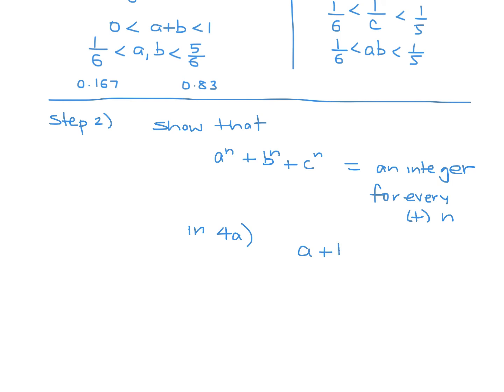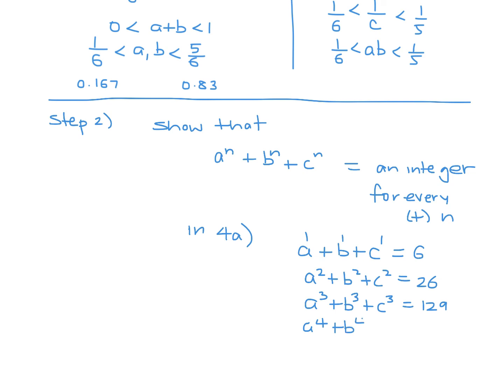Now, if you look back at part A of this question, we already showed with Vieta's formula that a to the power of 1 plus b to the power of 1 plus c to the power of 1 is 6. Then we showed that a squared plus b squared plus c squared is equal to 26. A to the power of 3, b to the power of 3, c to the power of 3 is 129. A to the power of 4, b to the power of 4, c to the power of 4 is 650. And finally, our final answer to the question was that a to the power of 5 plus b to the power of 5 plus c to the power of 5 is 3281.